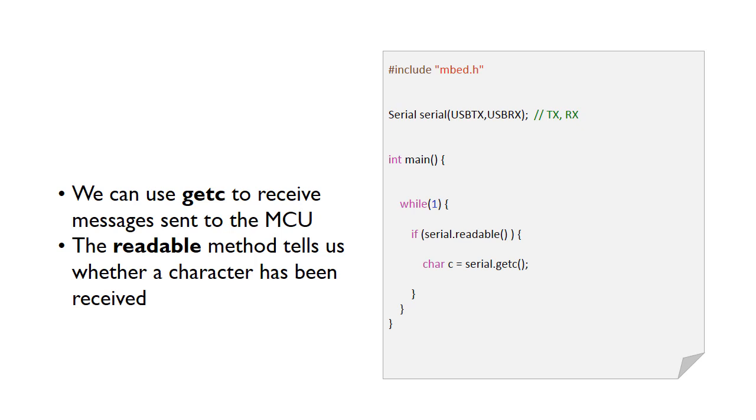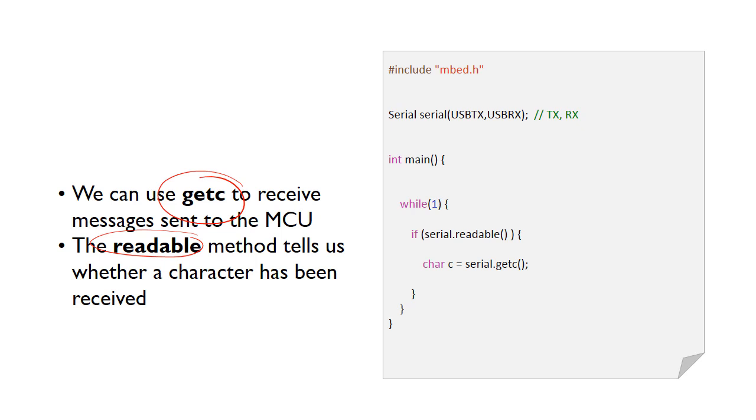We can also receive messages sent to the microcontroller over serial, and we do that using getc. That's the opposite of putc. With putc, we transmit one character, and with getc, we receive one character. We use the readable method. This tells us whether a character has been received, and then we can actually receive it.